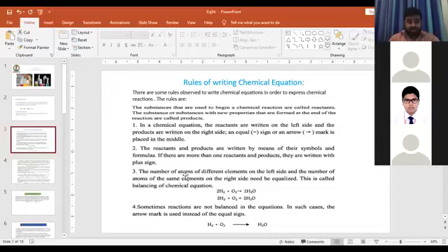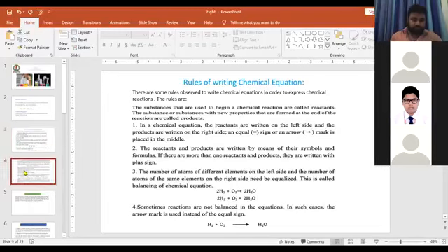So the number of atoms of different elements on the left side and the number of atoms of the same elements on the right side need to be equalized. This is called balancing the equation. Sometimes reactions are not balanced in an equation. In such cases, the arrow mark is used instead of the equal sign. If the equation is not balanced, you cannot use the equal sign, but you have to use the arrow sign. But if the equation is balanced, you use the equal sign as well as the arrow sign.